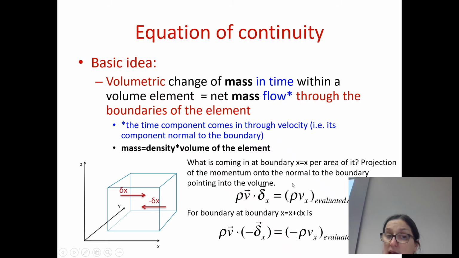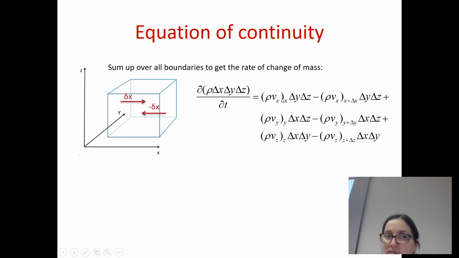So now this is all per area, right? So I have to multiply by area in order to come in. So basically what we are going to have is rho Vx at x times the area, which is delta y and delta z. Okay? And then that minus rho Vx at x plus delta x times delta y delta z, also area. So that's accounting for things coming in this way and this way, right?